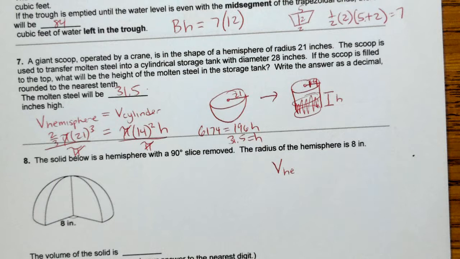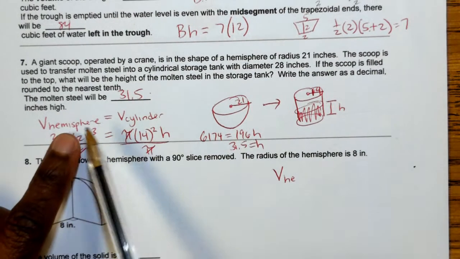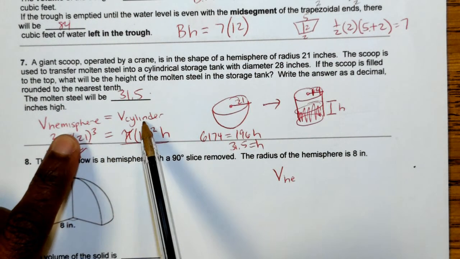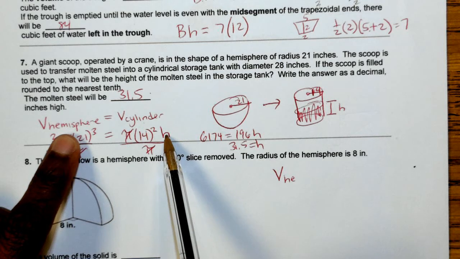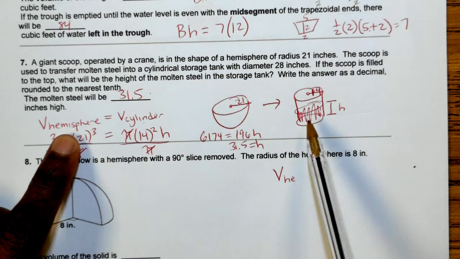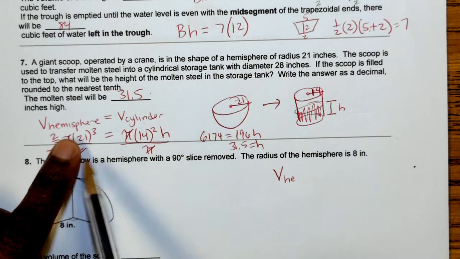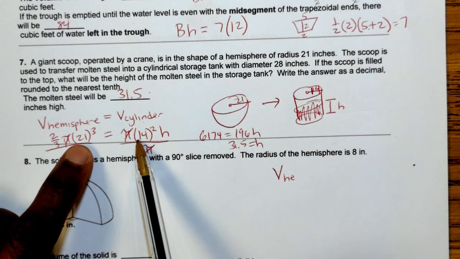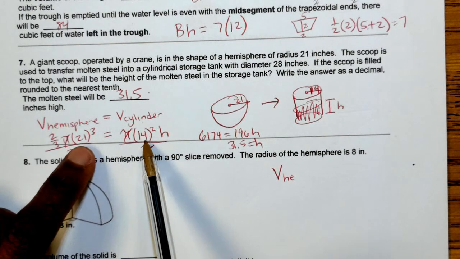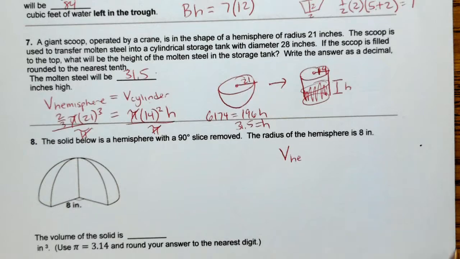They already wrote inches, but so basically you're just needing to know that the hemisphere is being completely emptied into the cylinder, and they want to know how high the cylinder would be, how high the molten steel in the cylinder would be. So you just put the radiuses in their particular shapes and solve for h.